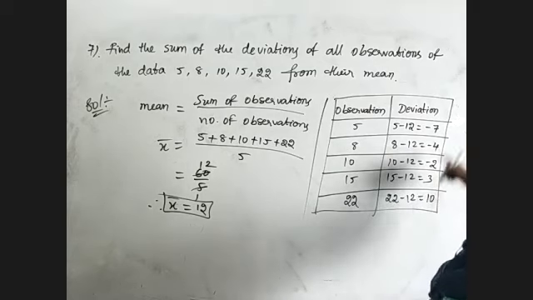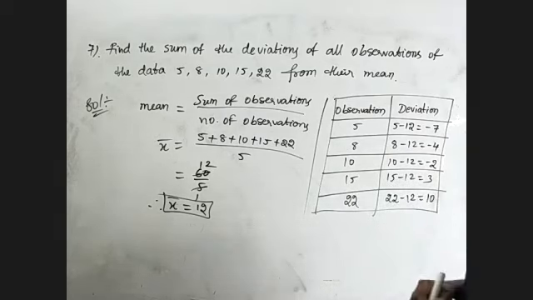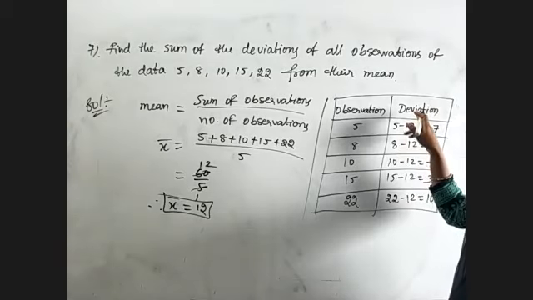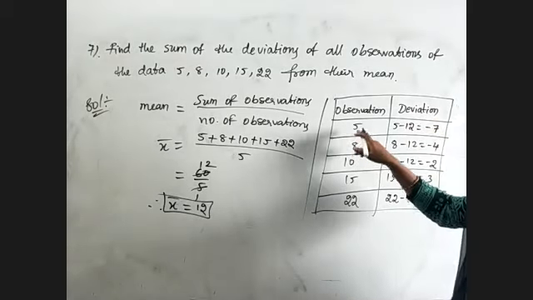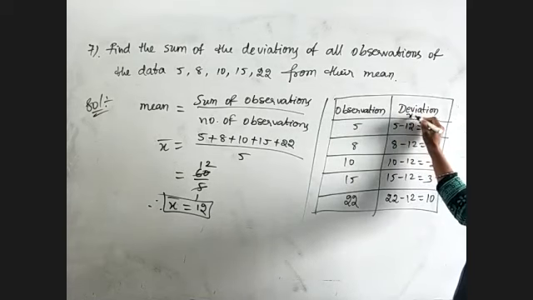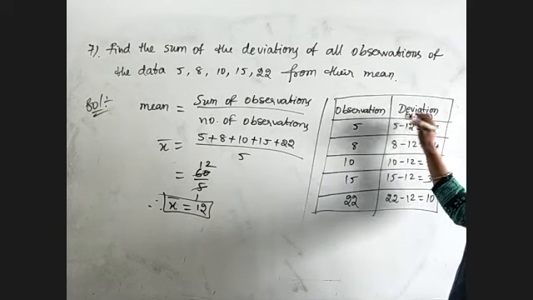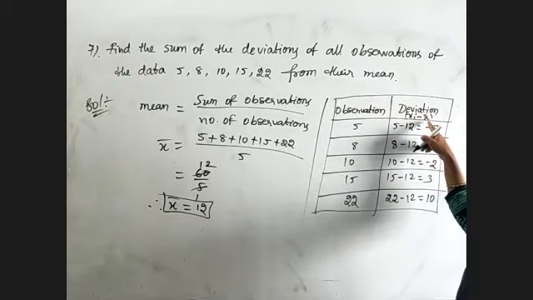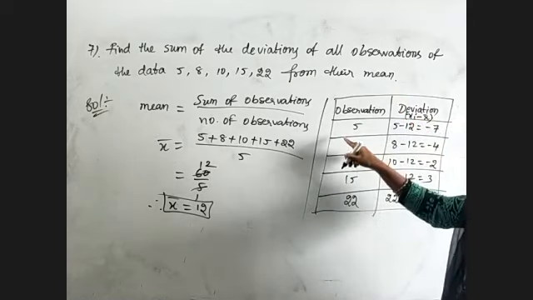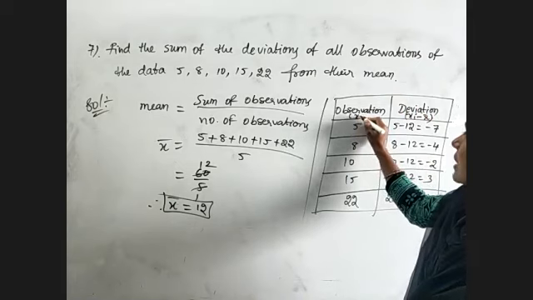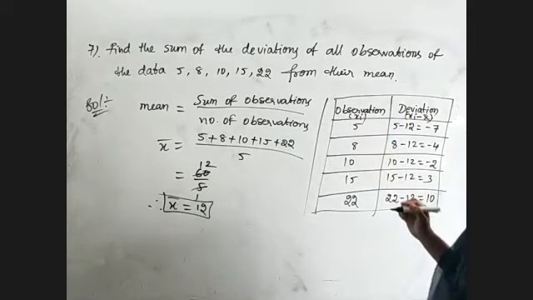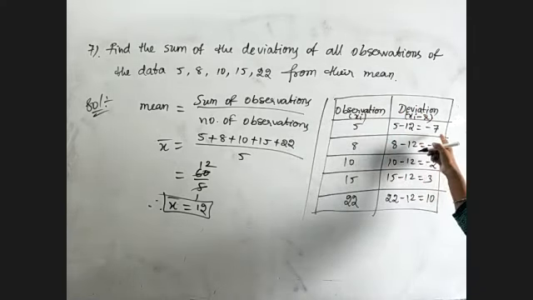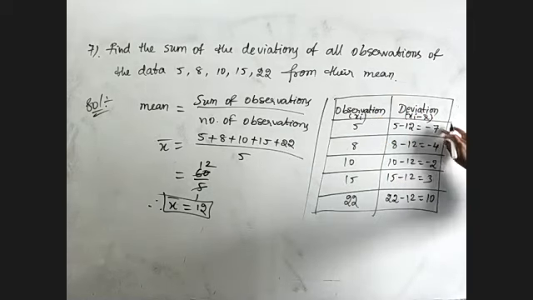So these are the deviations. How are we getting the deviations? For an observation xi minus a, and here a is nothing but the mean, since they said from their mean. So the mean of the observations is x bar, and xi minus x bar is nothing but a deviation. Now here it is for each observation. The first observation is 5. So 5 minus 12, which is nothing but minus 7, is the first deviation.